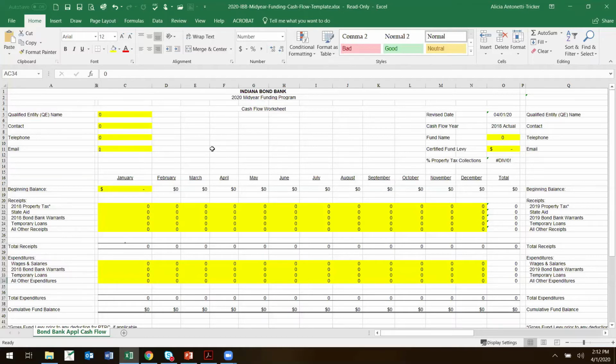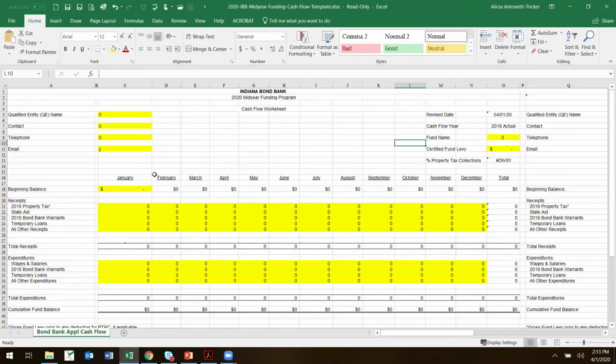So on the first page of our cash flow, you'll see at the top, you'll write your name, entity's name, your contact information, telephone and email. To the right is where you'll include the fund. So if you're participating in the general fund, you would write in general in that cell. Or if this is a debt service fund, you would write debt service. It's key that each fund that you need to borrow in will need to have its own cash flow. So we have to look at these on an individual basis.